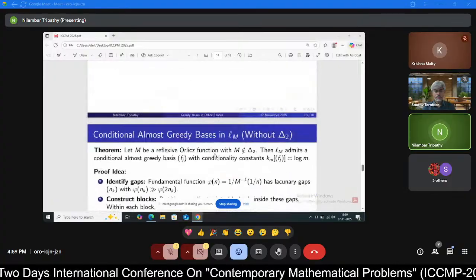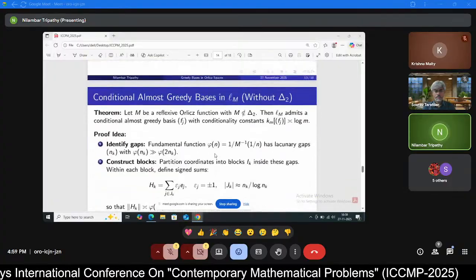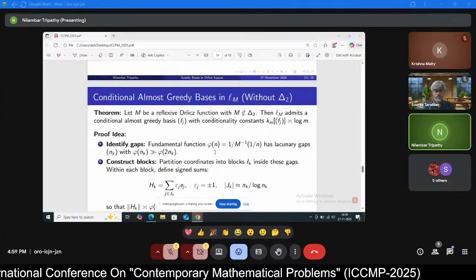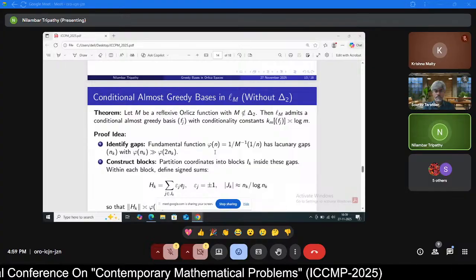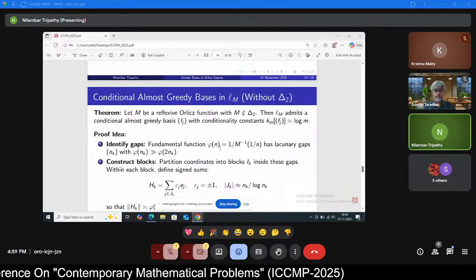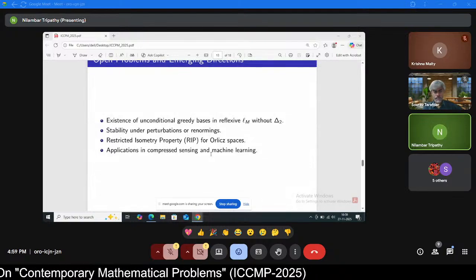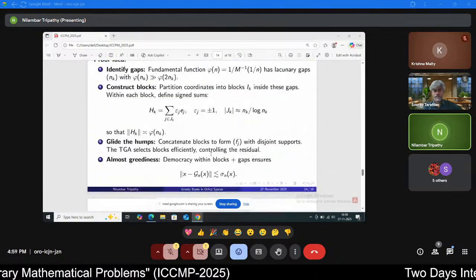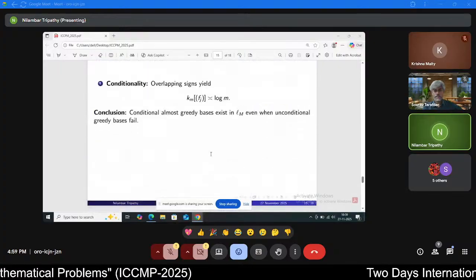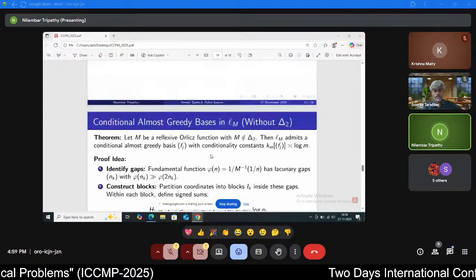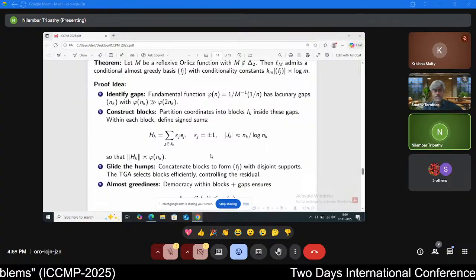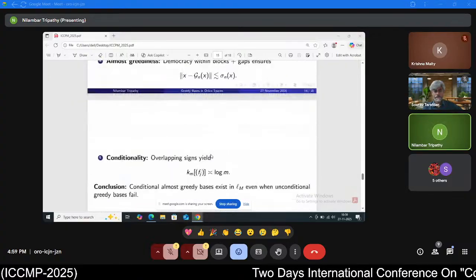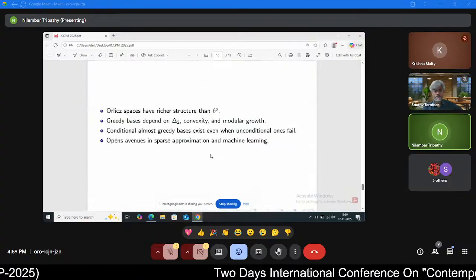And one of my results is also a result on the reflexivity of an Orlicz function when it does not satisfy the delta 2 condition. Actually, these are the results which we used here. And I have already proved one of the results without the delta 2 condition. And these are my conclusions.